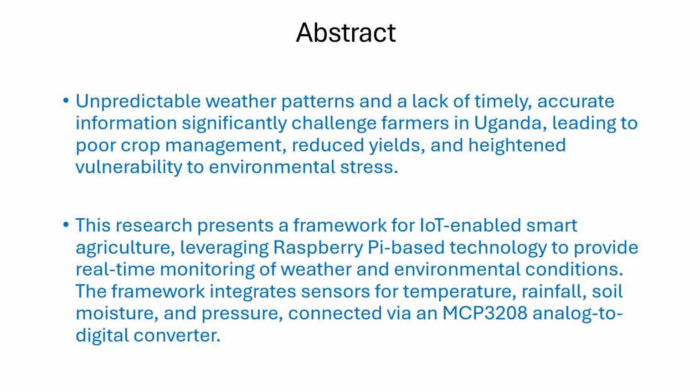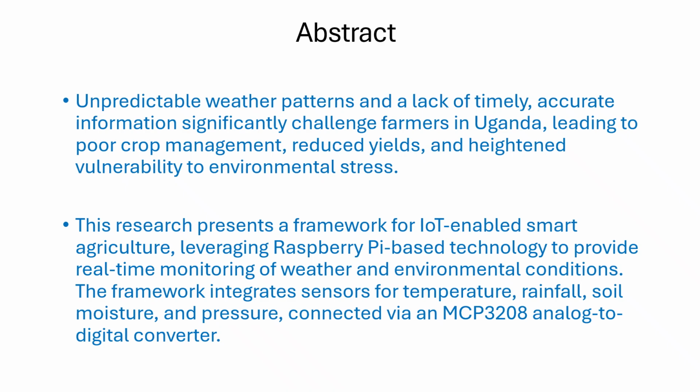So it leads to poor crop management ultimately, and the crop yields get reduced eventually, with heightened vulnerability to environmental stress, meaning they were not able to produce their crops on time, and the crops were not of very high yield, they were very less in amount. So this research presents a framework for IoT enabled smart agriculture. In this smart agriculture system we will use a microcontroller, which is Raspberry Pi. Raspberry Pi is a very famous microcontroller.